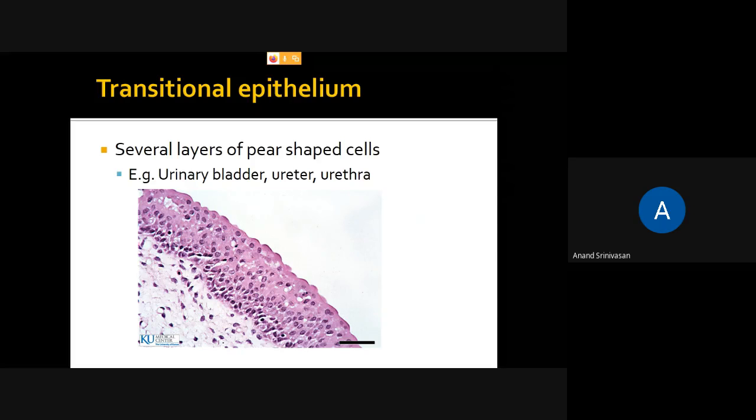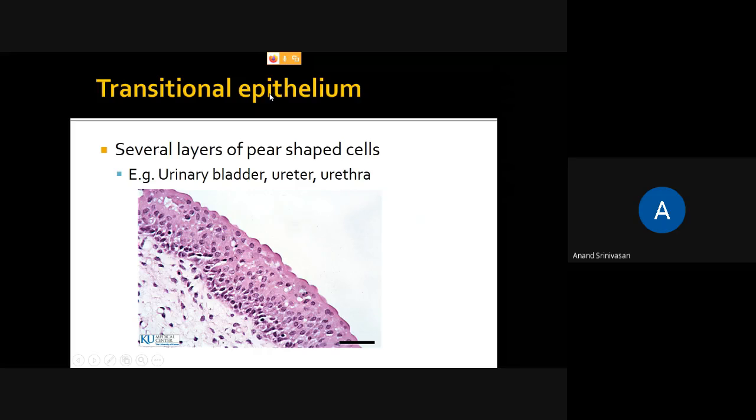The next one is transitional epithelium. This is a specific epithelium which is found only in the excretory organs. From the kidneys, where the urine is produced, it goes into the ureter, then the urinary bladder, where the urine is stored, and then the urine is released out through the urethra. So all these three U's, urinary bladder, ureter, urethra, are lined by this transitional epithelium.